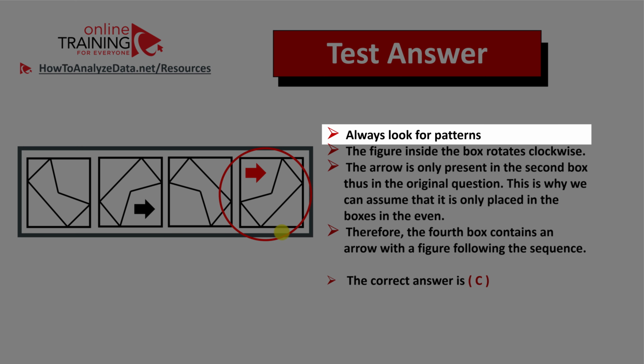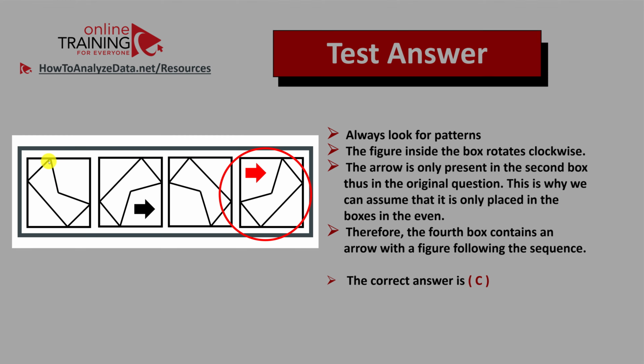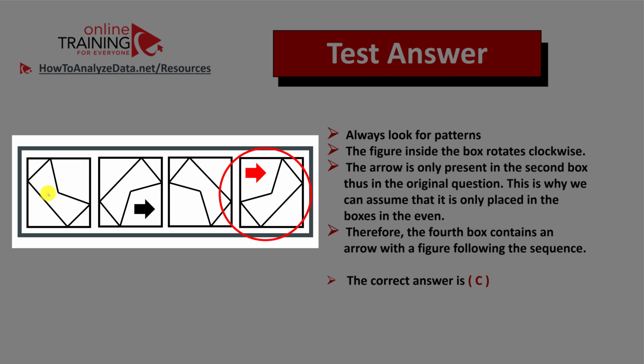Number 1 tip, and always a tip, is always look for patterns. So what you see is that the figure inside rotates clockwise. If you look at the corner of the shape, you will see that the corner was on the particular side of the square. It was on the left side. Now the same corner touches the top line of the square. And then in the third box, it touches the right line of the square.